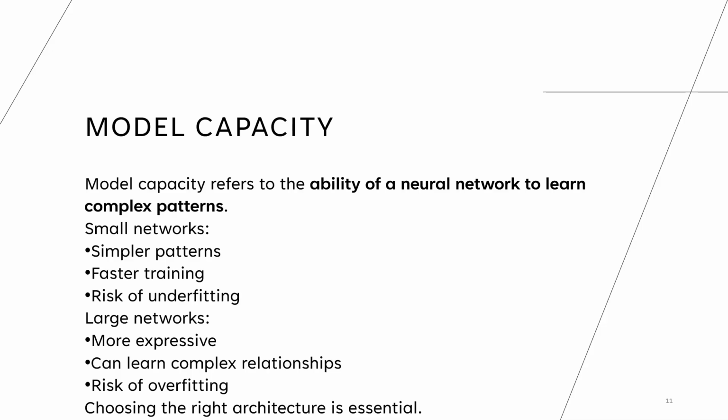On the other hand, a network with very high capacity can represent much more complex patterns. Larger networks with many layers and neurons are often able to model complicated relationships in the data. However, this flexibility also creates another risk, known as overfitting. In this case, the model may begin to memorize the training data instead of learning general patterns that apply to new data. Because of this, selecting an appropriate level of model capacity is essential for building effective neural network models.